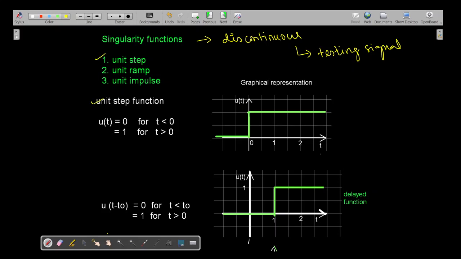Okay, so this unit step function, how is it mathematically defined? This is the mathematical representation. It is u of t is equal to 0 for t less than 0 and it is equal to 1 for t greater than 0. And this is the graphical representation for it. So till 0, that is when t is less than 0, for this portion it is 0. After that, that is when t is greater than 0, for this portion its value is 1. Okay, so this is the graphical representation.